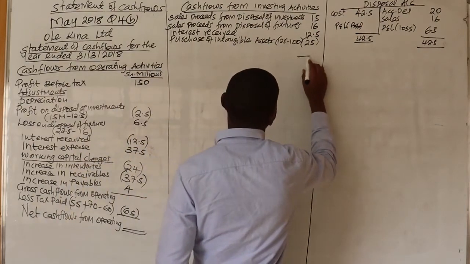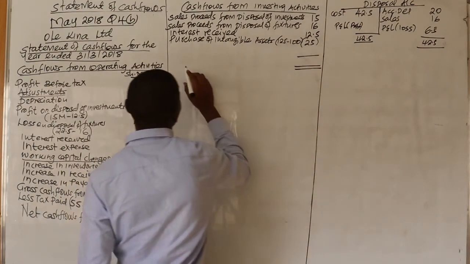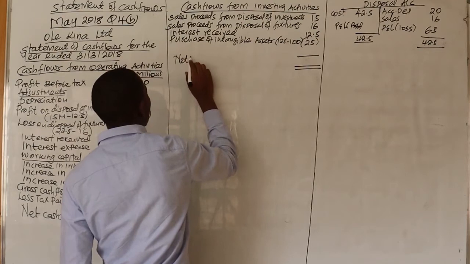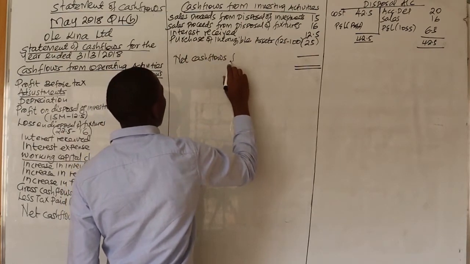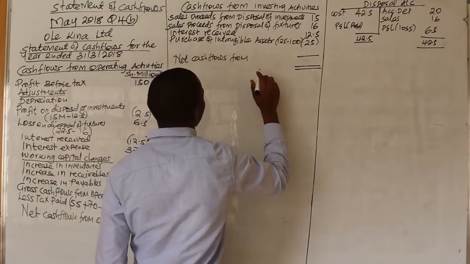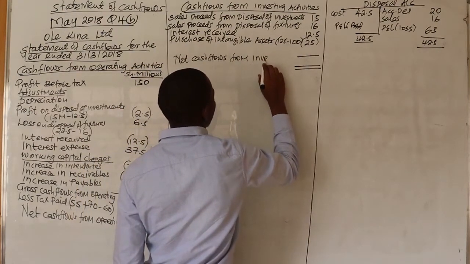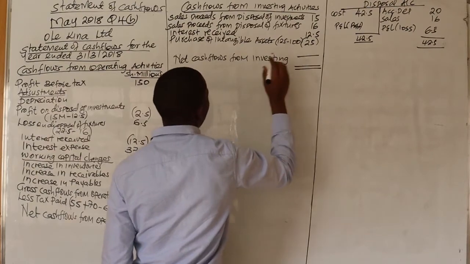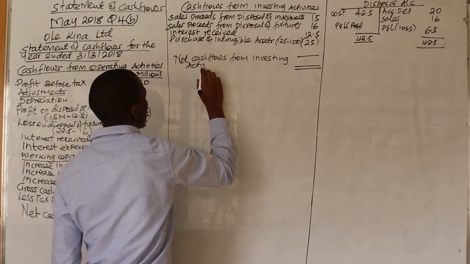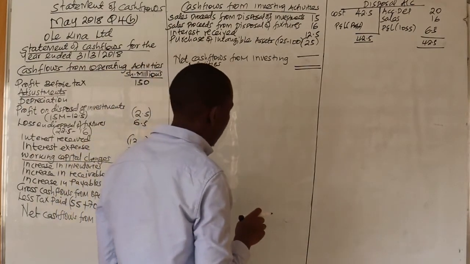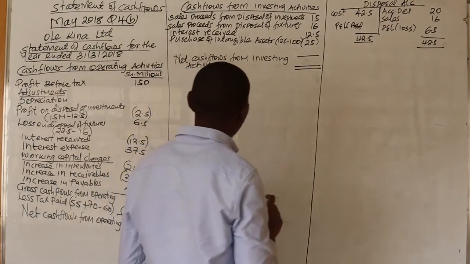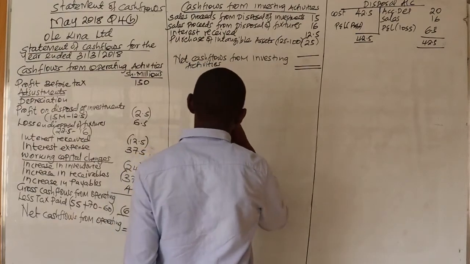So with that, we can also get the net cash flows from investing activities. Net cash flows from investing activities. In that case, we'll do the same once we complete.